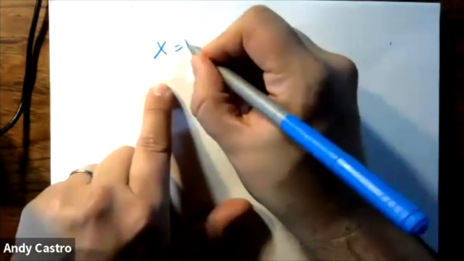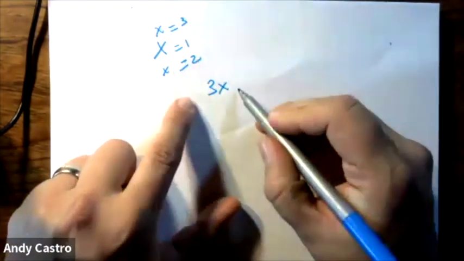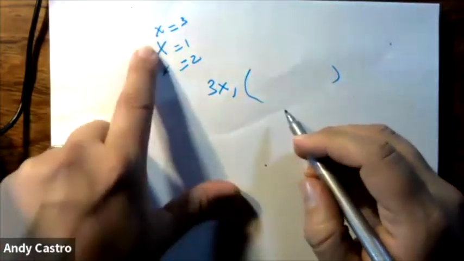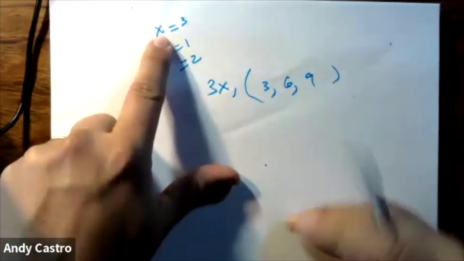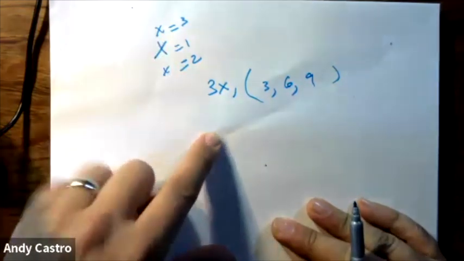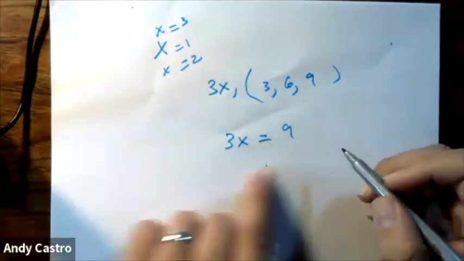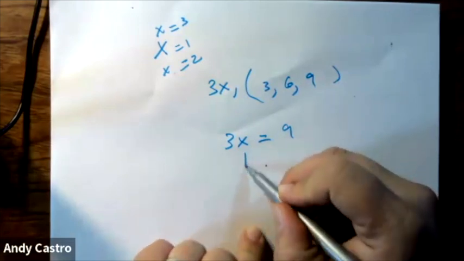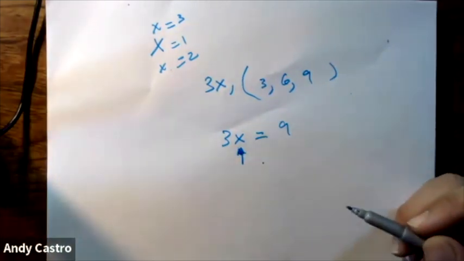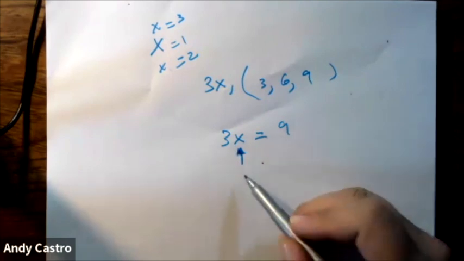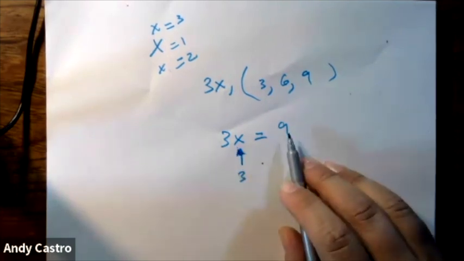So if x is 1, x is 2, x is 3, for each one of those, we're going to have different answers, right? If it's 1, we're just going to have 3. If it's 2, we're going to have 6. If it's 3, we're going to have 9. So it just depends. Once we go into an equation where 3x equals something, now we have restricted that x to a particular value. And so in this case, x has to be 3 because only 3 times 3 is 9.